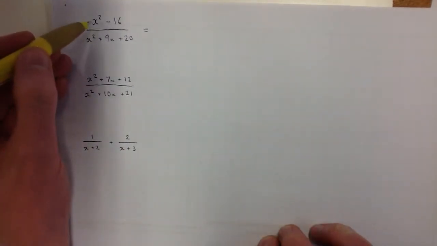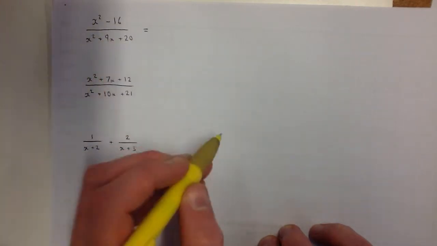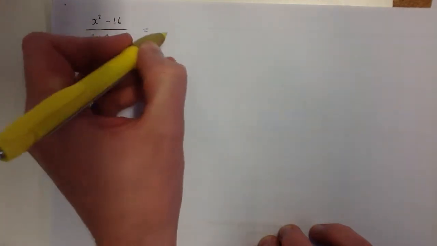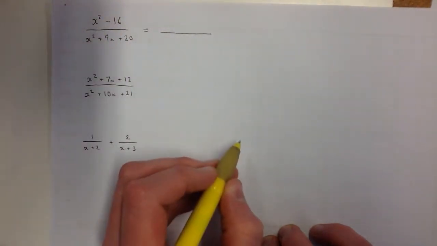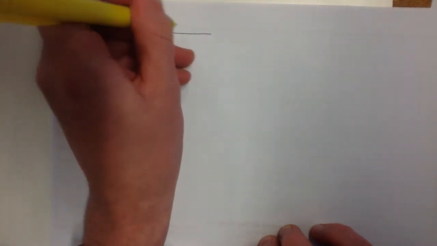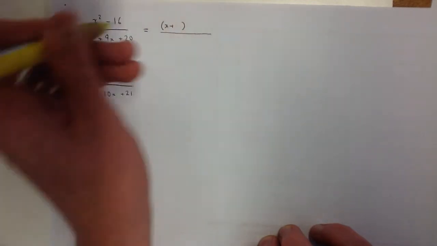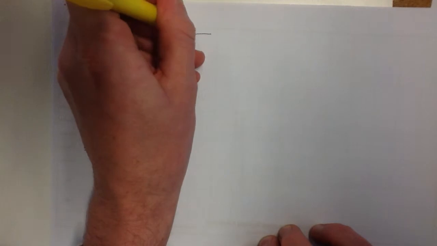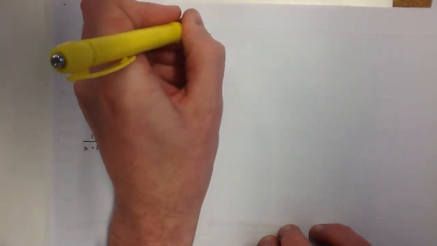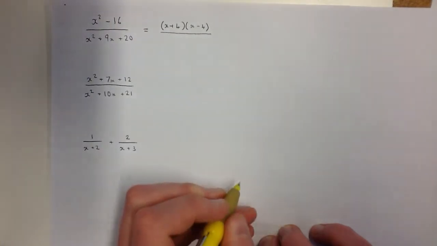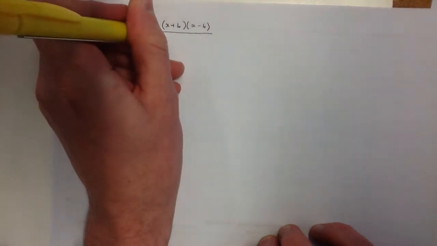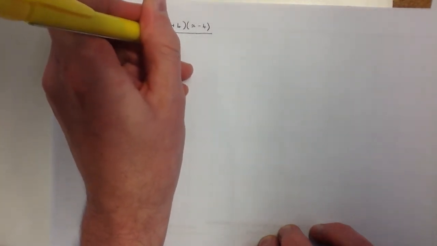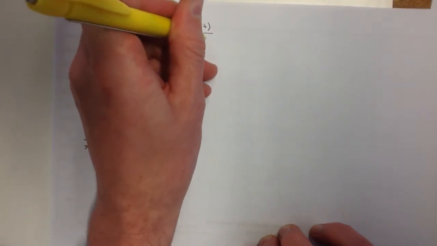So in this case, for example, we have a quadratic on the top and we also have a quadratic on the bottom. So one possible way of simplifying this is to factorise these quadratics. This quadratic at the top here is the difference of two squares, so we can factorise that by writing it as x add the square root of 16, 4, and x subtract the square root of 16, which is 4. On the bottom here, with a little bit of manipulation, you should be able to work out that that can be factorised as x plus 4 and x plus 5.